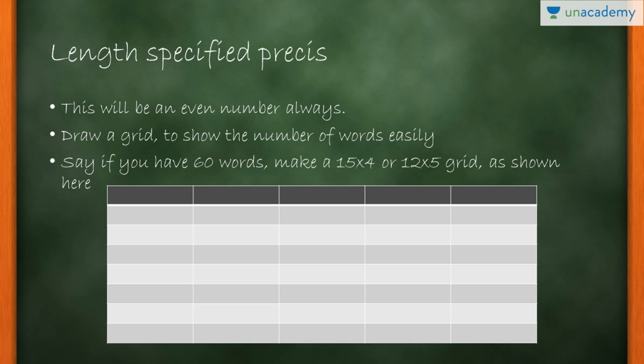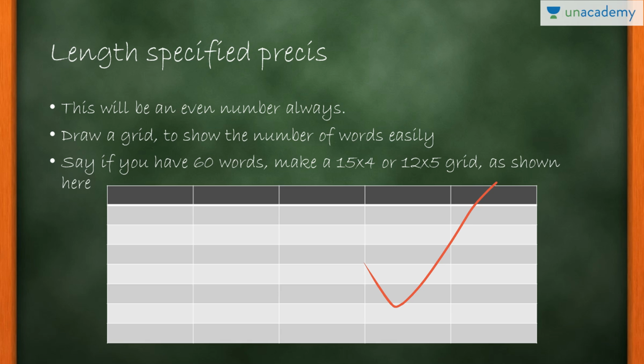What you need to do is draw a grid. The grid is shown right here. This is your grid. So you need to draw a grid like this using your scale and pencil, and you need to make it into an even thing. So if you have 60 words, then you make a 15 into 4 or a 12 into 5 grid. The main point being that all your words should be visible.